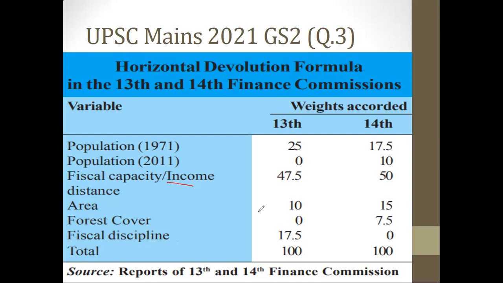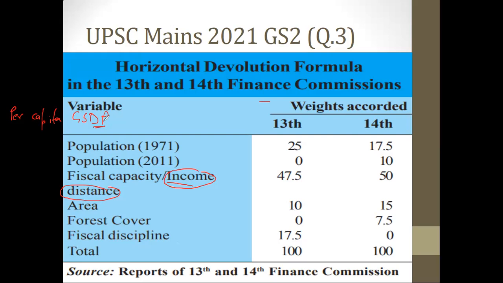So what you have to understand here is, before we do the comparative analysis and see how the features of the 14th Finance Commission help states improve their fiscal position, first let's talk about income distance. What do you understand by income distance? The basic meaning is the difference between per capita GSDP of a state, let's say Assam, and the per capita GSDP of the state with the highest per capita income, let's say Goa.